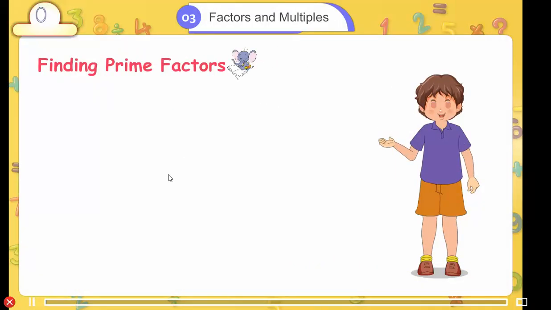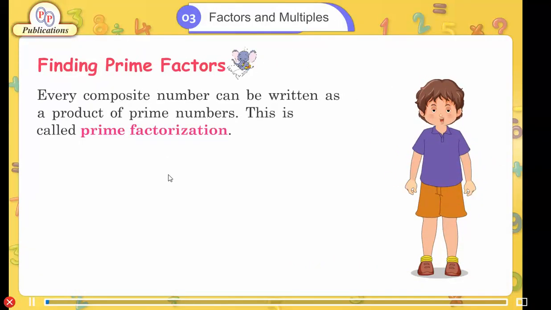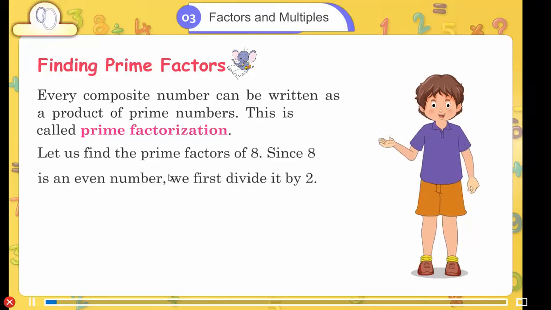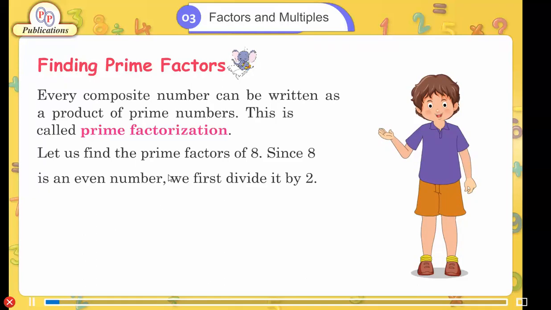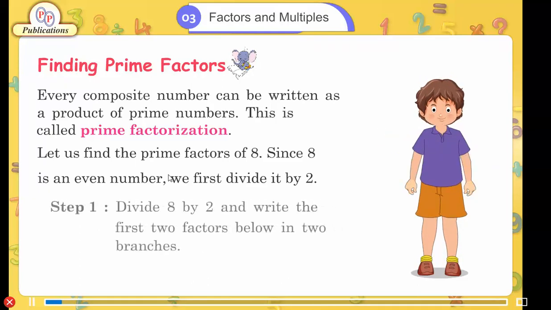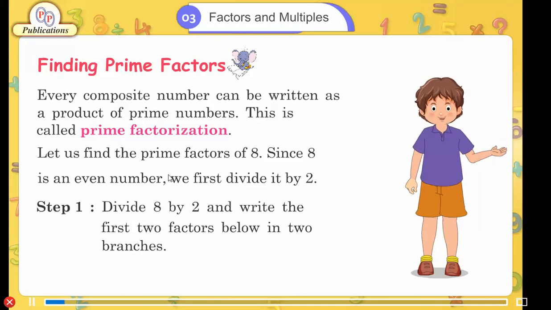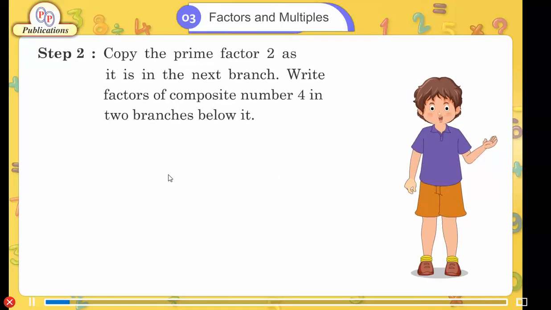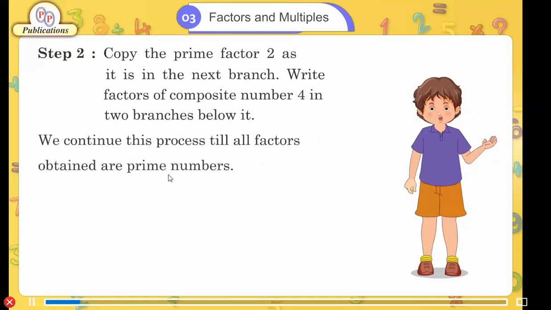Finding prime factors. Every composite number can be written as a product of prime numbers. This is called prime factorization. Let us find the prime factors of 8. Since 8 is an even number, we first divide it by 2. Step 1. Divide 8 by 2 and write the first two factors below in two branches. Step 2. Copy the prime factor 2 as it is in the next branch. Write factors of composite number 4 in two branches below it. We continue this process till all factors obtained are prime numbers.